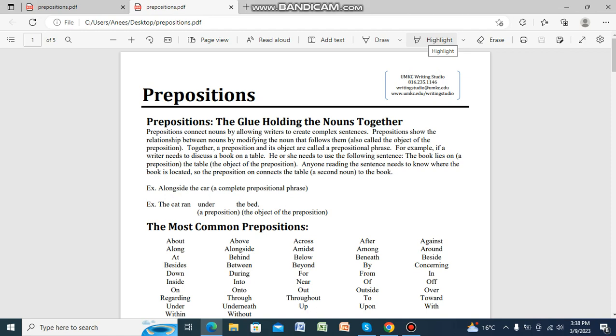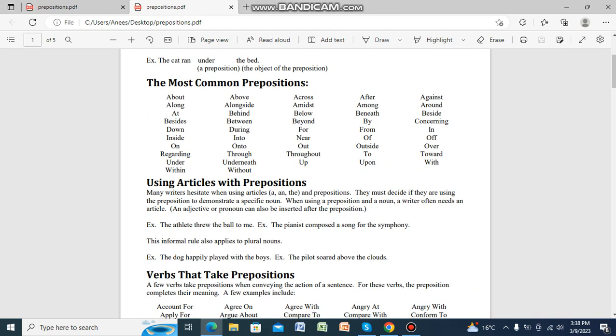So prepositions are basically the words that connect nouns, allowing writers to create complex sentences. Prepositions show the relationship between nouns by modifying the noun that follows them. These are the most common prepositions you see: above, about, across, after, against, along, alongside, amidst, among, around, beside.